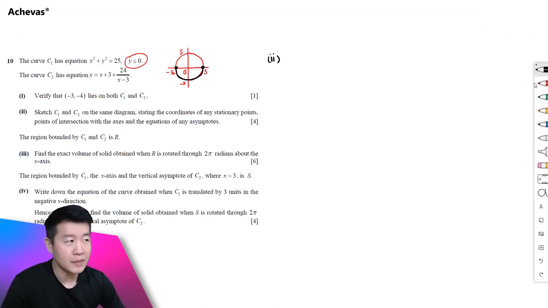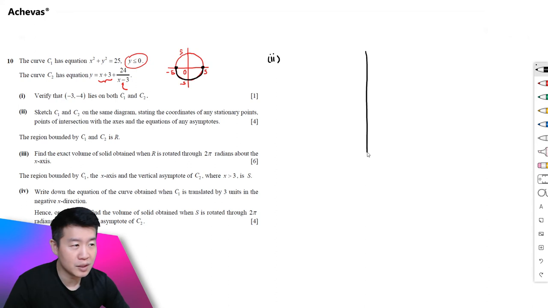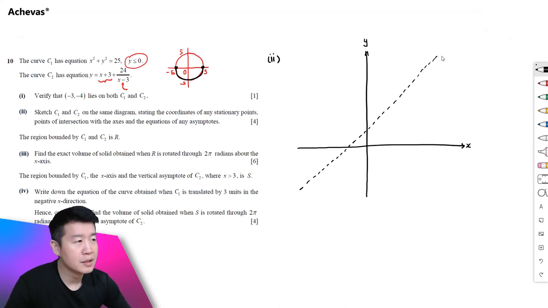As for C2, it has two asymptotes, an oblique asymptote and a vertical asymptote. Let's sketch C2 first. So for C2, let me do a quick sketch here. The y-axis, the x-axis. Like what I've suggested to you before, let's try to sketch in the asymptotes first, then we sketch in the rest. So we have an oblique asymptote, this is y = x + 3. We have a vertical asymptote.